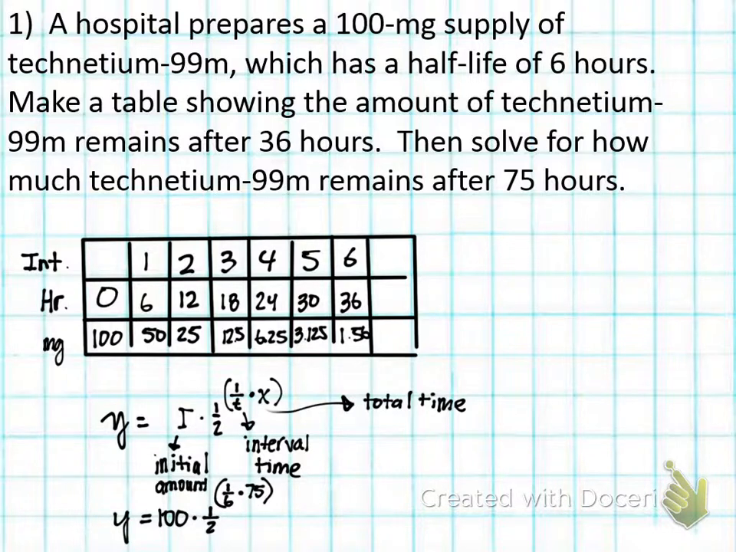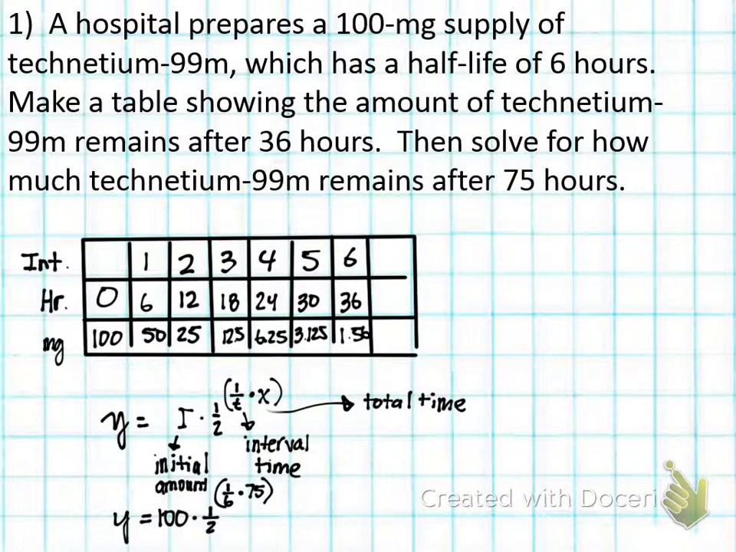Okay? So we got 1/6 times 75. So we're going to go 1 divided by 6, and we get a decimal. We're going to multiply that by 75. We get 12.5. That's our exponent, okay? Now we're going to do 1/2 to the 12.5 power. We go 1 divided by 2, which is 0.5. Use the exponent power to the 12.5 power, and we get this long decimal.